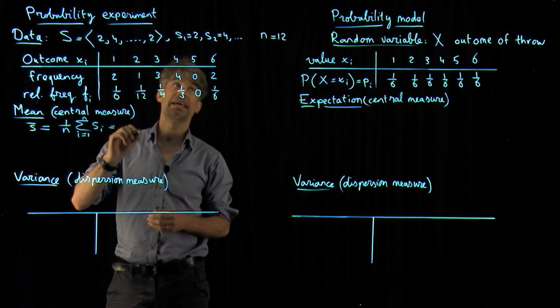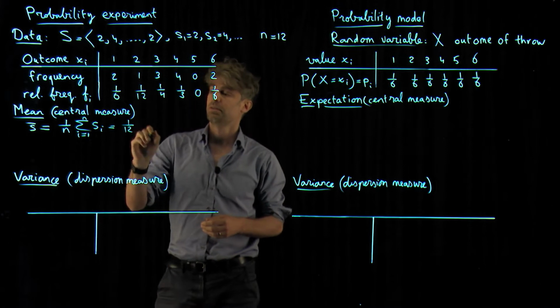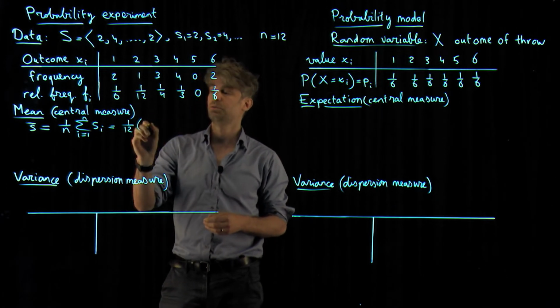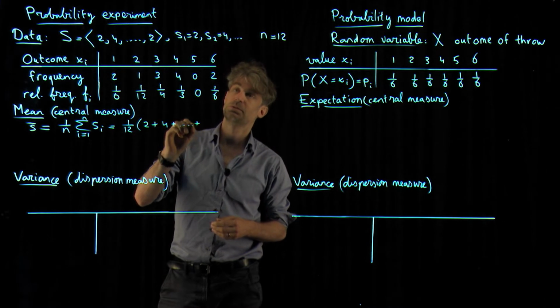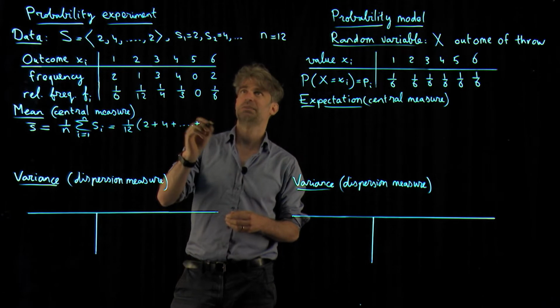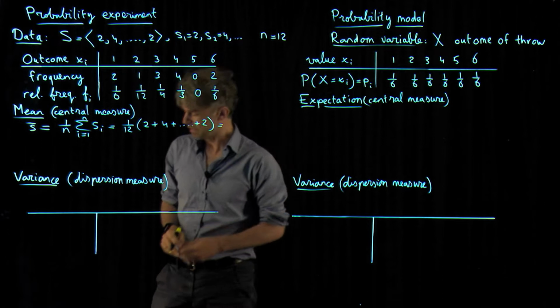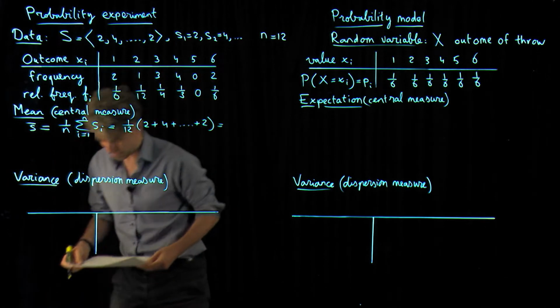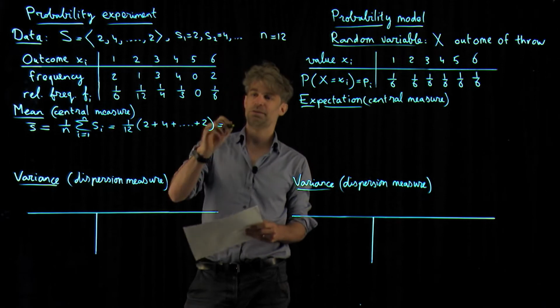So that's in this case 1 over 12 times 2 plus 4 plus all these outcomes, and the last one, I didn't put the last one, but let's say it was 2 again. And then there must be some outcome, which I've got over here. It's 11 over 4.